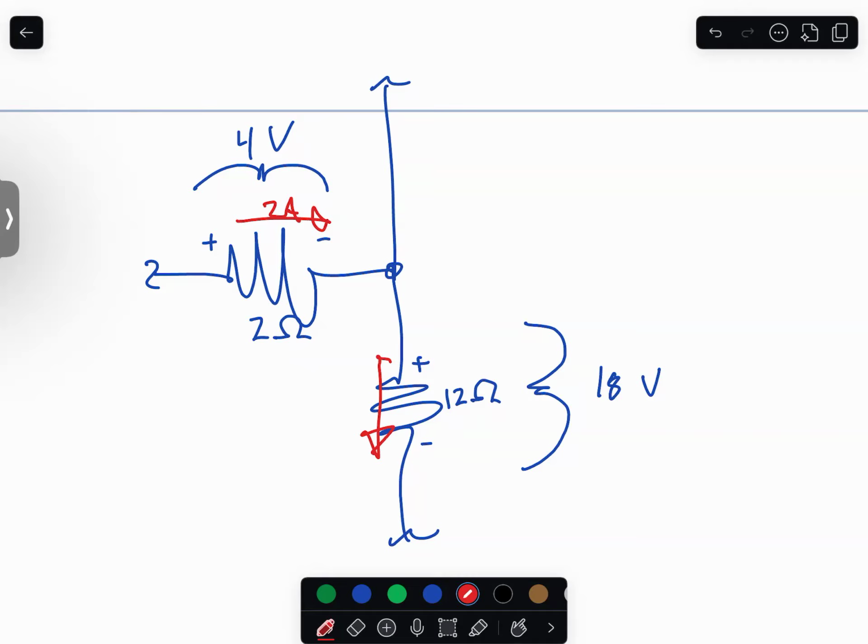How much current flows? 18 volts, 12 ohms. 18 divided by 12. Mental math here. 1.5. Okay, I've got 2 amps approaching this dot. I've got 1.5 leaving this dot. There must be another 0.5 amp leaving this dot. Correct answer for the question I posed was 0.5 amps up. Huh? 2 are coming, 0.5 and 1.5 are leaving.